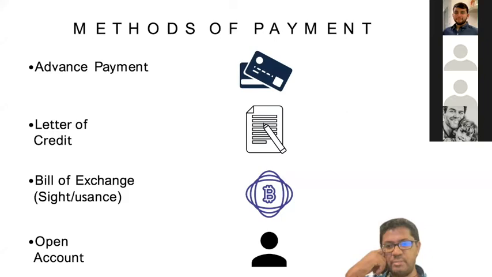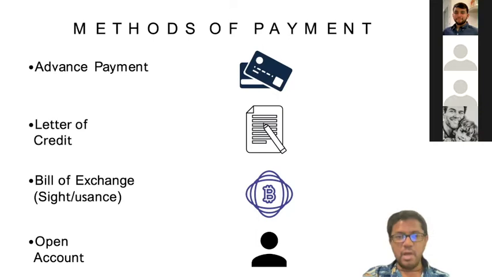Advance payment simply means the importer will pay in advance to the exporter before the shipment. So in this case, importers would be happy to pay in advance only if they trust the exporters. For example, if Yarlin or Noboto is importing and you are based in Puerto Rico, and let's say I'm based in Japan, I'm your exporter. Will you be happy to pay me in advance?